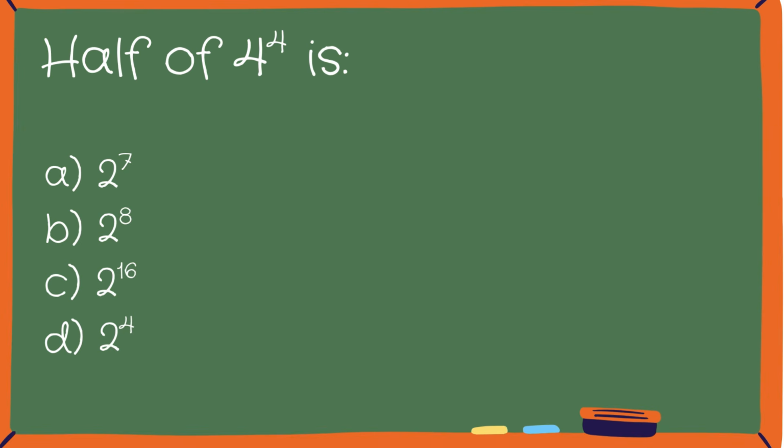We have another video here on your Smart Brain channel. Watch the following exercise. You are asked to calculate half of 4 to the 4th power, and we have the alternatives: 2 to the 7th, 2 to the 8th, 2 to the 16th, and 2 to the 4th power. What would your answer be at this point? You should pause the video, try the exercise, and write your answer in the comments.